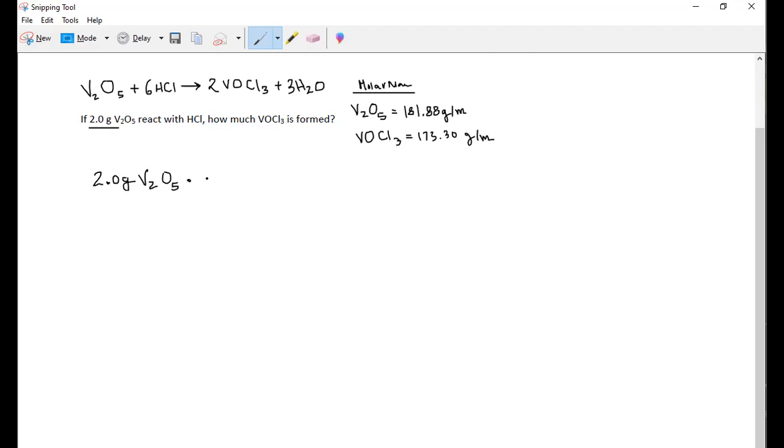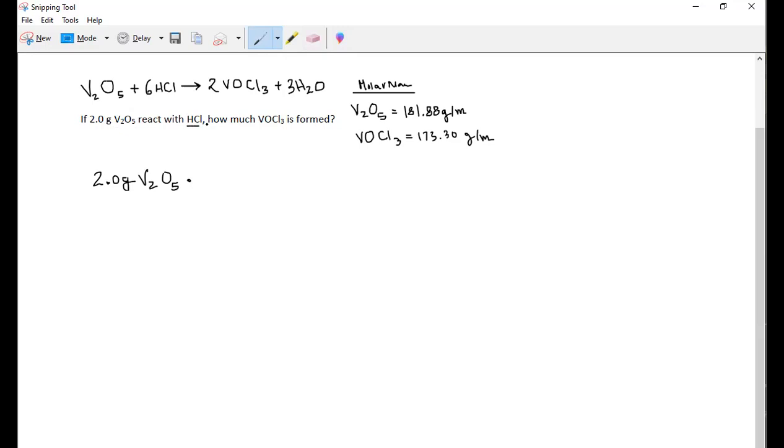So the first conversion factor, and before we even get into that, I want to talk about the general approach. You can see that it's asking, okay, if 2.0 grams of V2O5 reacts with HCl, how much VOCl3 is formed? Now, the fact that it reacts with HCl is a negligible point that is already stated in the chemical reaction.